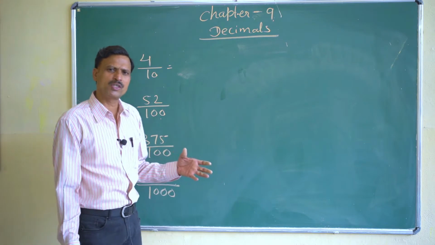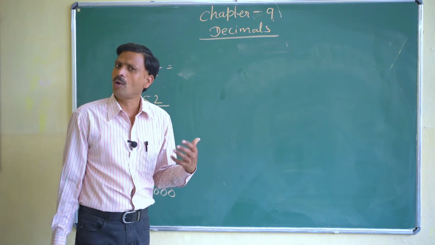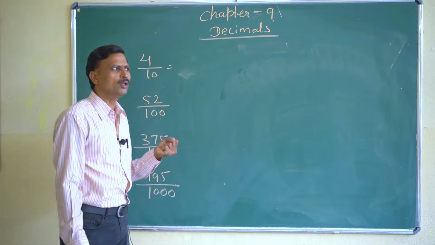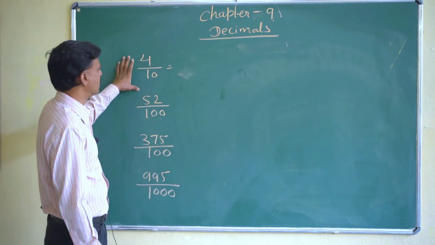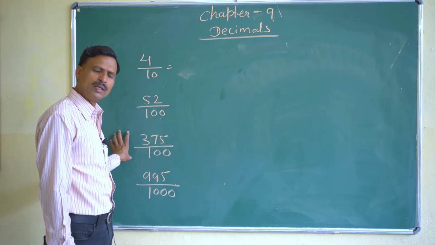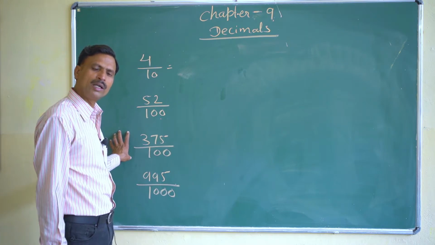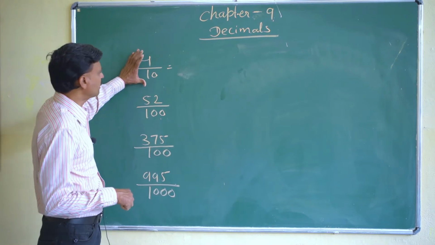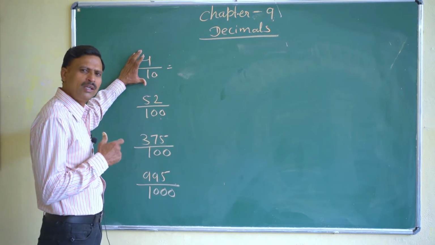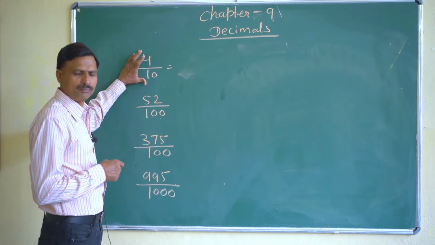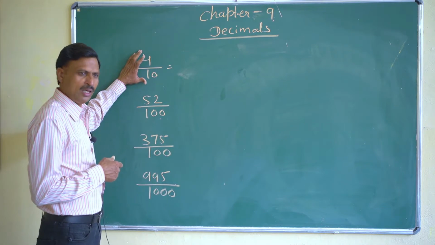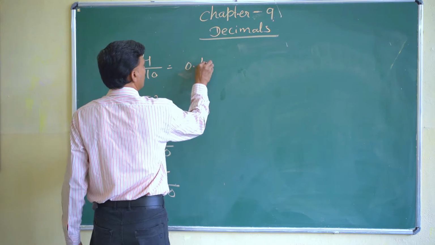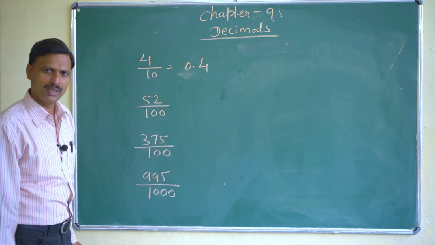The fraction in which the denominator is 10 or a multiple of 10, we are getting that type of fraction also. This type of fraction is called a decimal fraction. Why is it called a decimal fraction? Because we can directly convert the fraction into a decimal, like 4 upon 10, which we can write as 0.4, right?